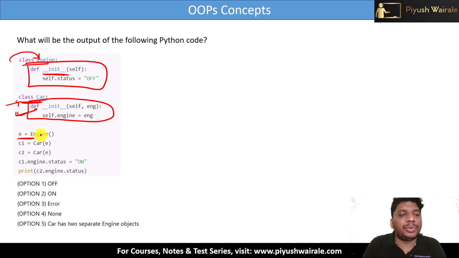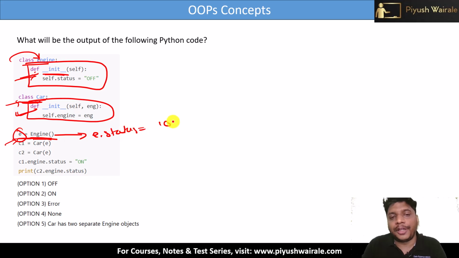We have E equals Engine. So this object E belongs to the class Engine. Now you can see when we create this particular object here, this will get executed. It means what? Self is basically E. So E.status is equal to off. So at this particular point, E.status is equal to off here.